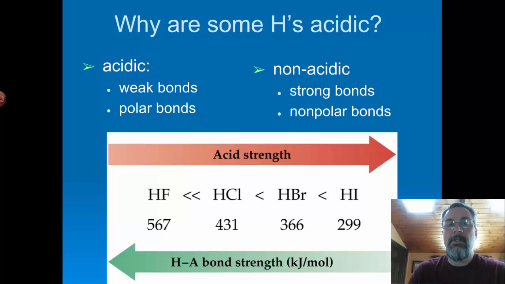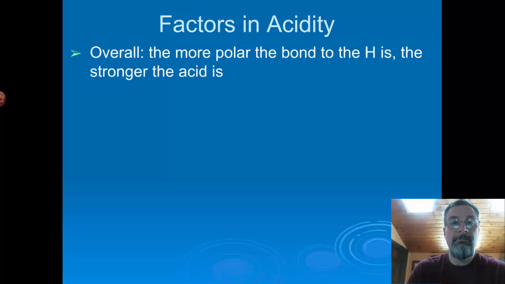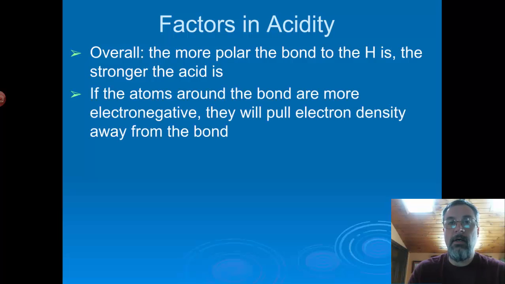So if a hydrogen is attached to a molecule by a weak bond or a very, very polar bond, then it's going to be easy to break that bond unevenly and produce that H+. Likewise, though, if the bond between the hydrogen and the rest of the molecule is strong or nonpolar, then it's going to be much harder to break it, and it's not likely to become acidic. Some things that come into play: the more polar the bond between the hydrogen and the molecule is, the stronger the acid will be. So if the bond breaks very easily, then those molecules are going to release a lot of H+ into solution. If it's less polar, it might take more energy to break, and therefore not as many molecules will do it.